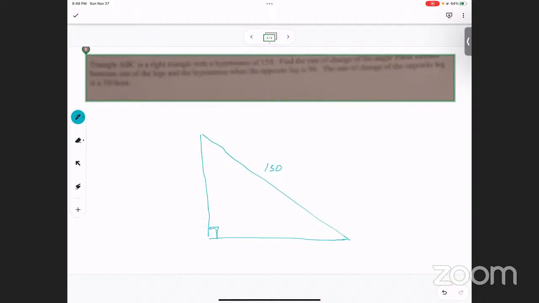Okay. Gotcha. And it says find the rate of change of the angle. That's where I can't read it. Which angle? The angle theta formed between one of the legs and the hypotenuse. Okay. When the opposite leg is, I guess we could just say like 99. When the opposite leg is 99. I think it looks like either 99 or 93. Sorry, it's kind of blurry.